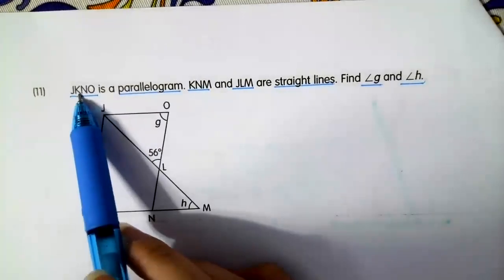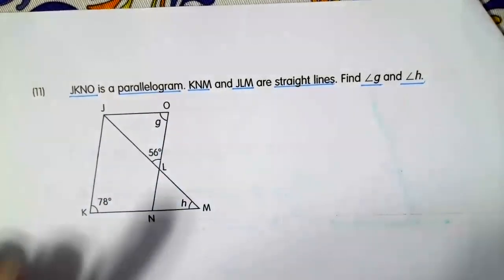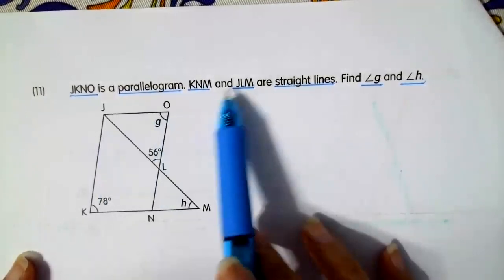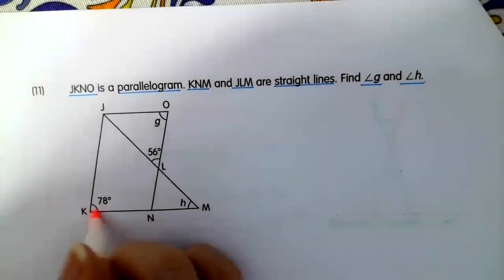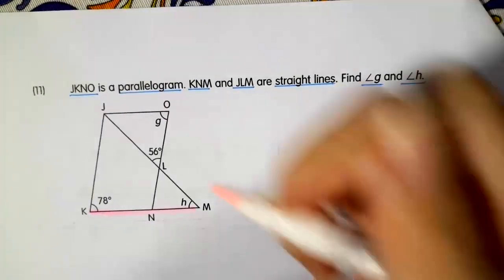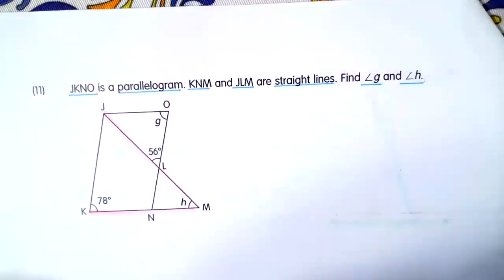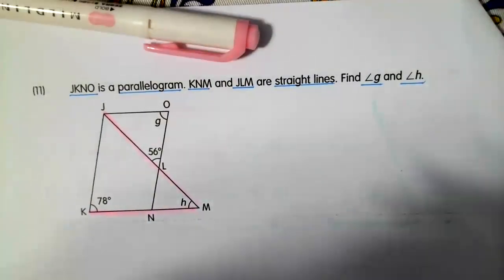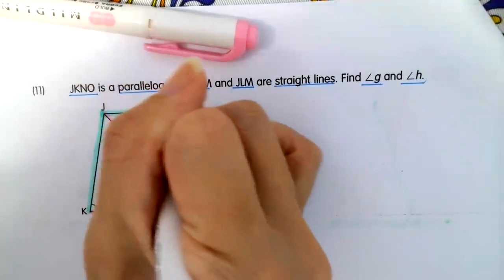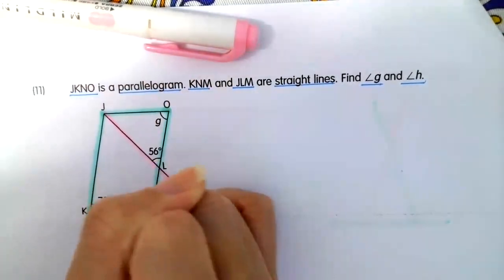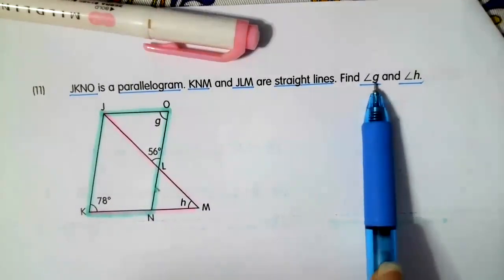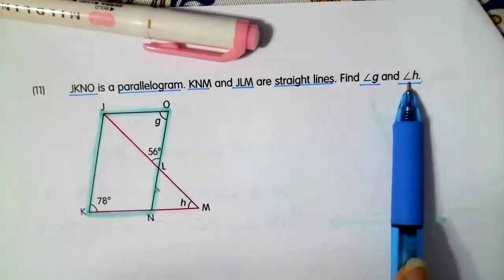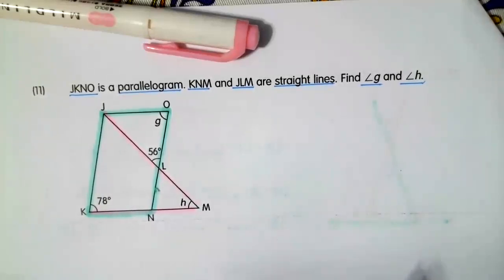Okay, question 11. Now we have JKNO, JKNO. This is a parallelogram. Okay, and we have two things here, the two straight lines. So we have K and M is a straight line. And then we also have JLM being a straight line as well. And in case you can't see, my parallelogram is here. So boys and girls, please highlight it to see. Now, next, there are two angles to find here. You want to find angle G and angle H separately. So in your final answer, I should see two answers, okay?